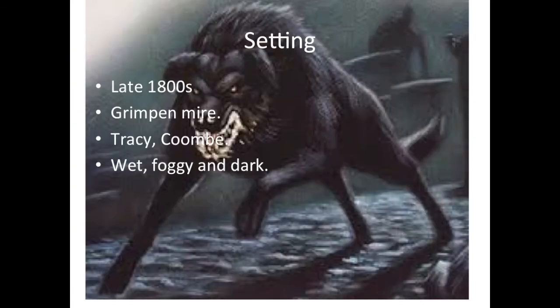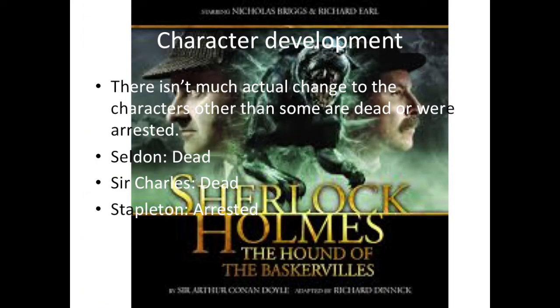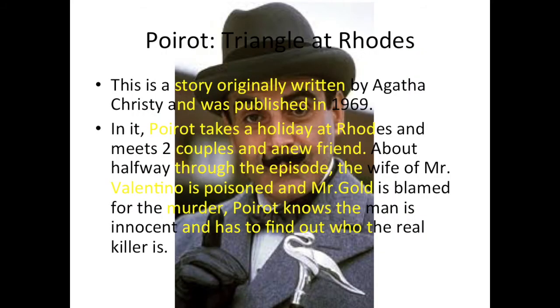The setting was in the late 1800s in Grimpen Mire and Tracy Combe and can be described as wet and foggy. There isn't much actual change in the characters other than some were dead or arrested. Selden was dead, Sir Charles was dead, and Mr. Stapleton was arrested. We will now be looking at an episode of Poirot, Triangle at Rhodes.